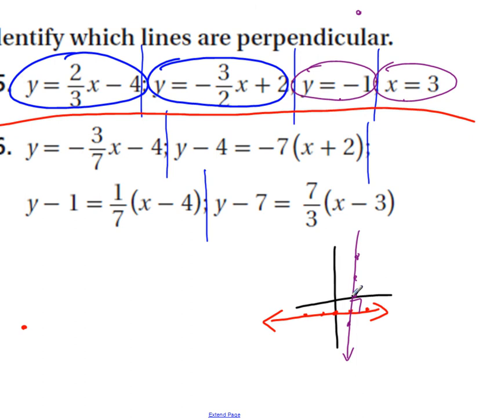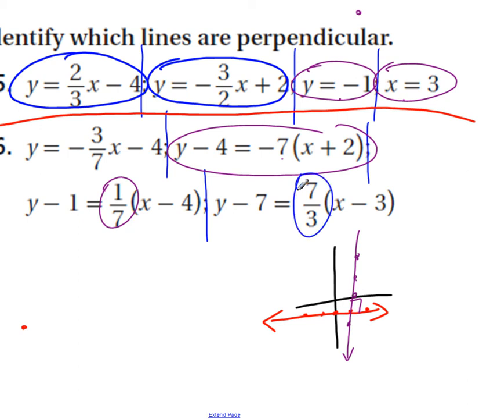All right, what about number 6? The second and the third one. -7 is the reverse reciprocal of +1/7. And then 7/3, if you were to flip that over and make it negative, you would have -3/7. That's it.